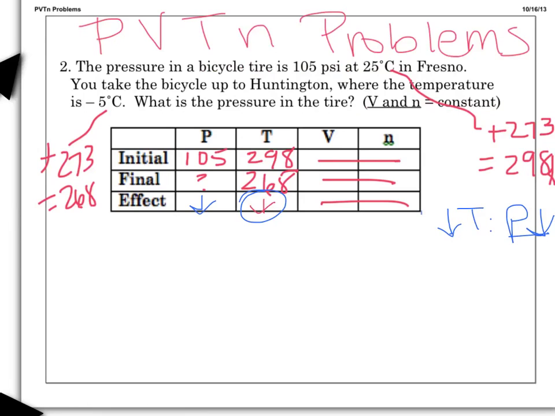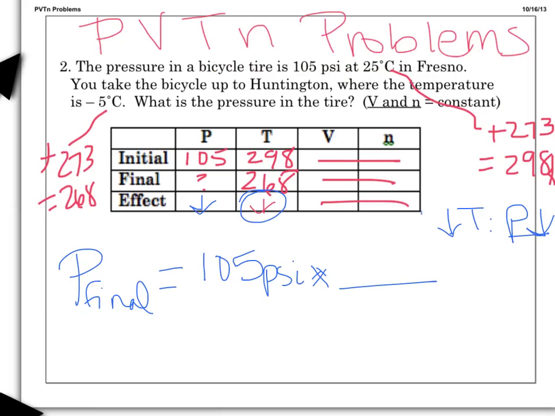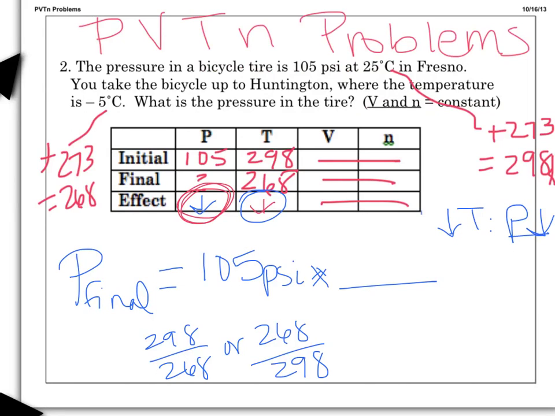So if pressure is going to go down, then we can go ahead and start with our problem. We're going to solve for P final, or P2, however you want to call it. You could call initial 1 and final 2. So P final is 105 psi times, and then we want a ratio. Now that ratio can be either 298 over 268, or it can be 268 over 298. Well, we want to look back and see that we want our pressure to go down. So look at these two and figure out which one of these would make the pressure go down if we multiplied by it.